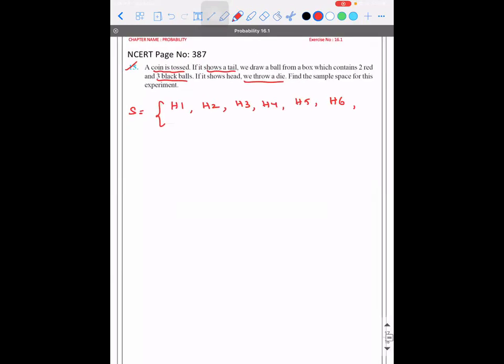So T, someone was telling, T means what will we do? TR1, TR2, that's right. TB1, TB2, TB3. That's it. Here we wrote it as B1, B2, B3 because they didn't say it's identical. They just told 3 black. That's it.